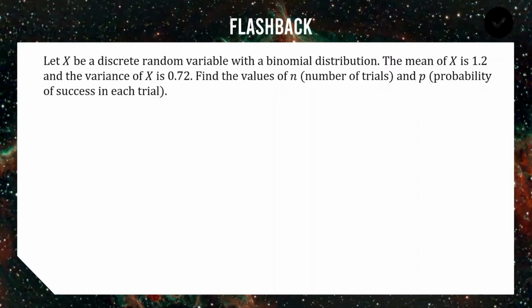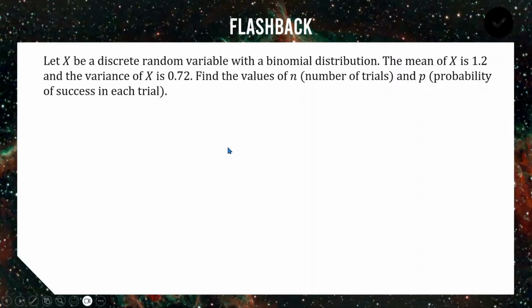But before we get onto that, just a quick flashback from last video. We've got x being a discrete random variable with a binomial distribution. The mean is 1.2 and the variance is 0.72, so we want to find the values of n and p for number of trials and probability of success in each trial. If you watched the last video, you might want to pause and have a go yourself before I go through and spoil it for you in 3, 2, 1.